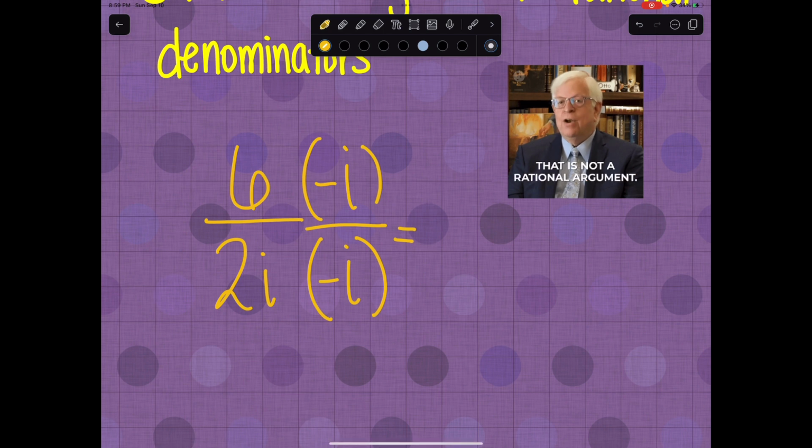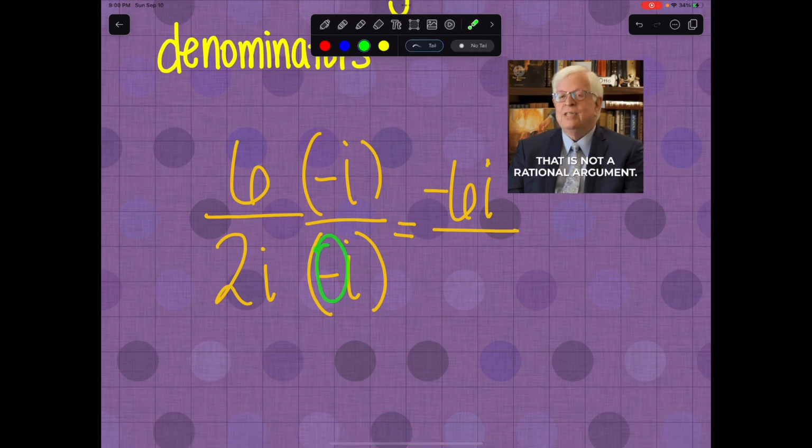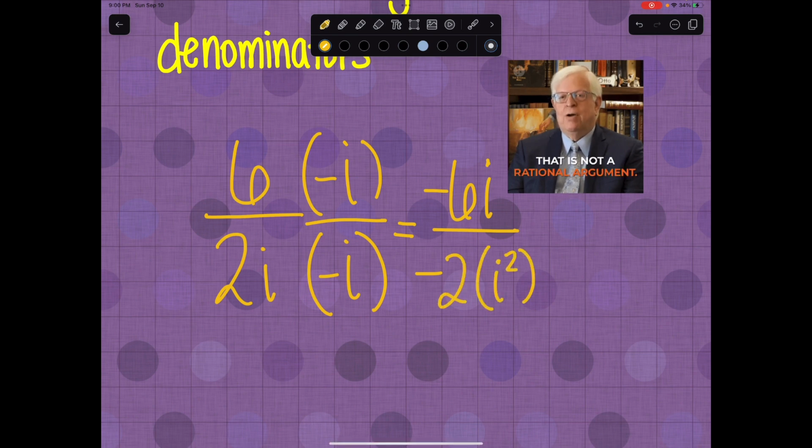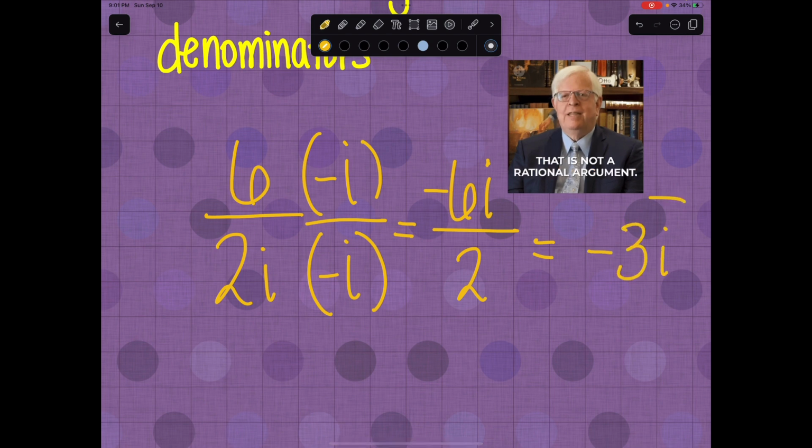What happens when we do that? We get -6i on top, and on the bottom, I'm just going to bring this negative sign out and put -2 times i squared. And remember that i squared is the same as -1. -2 times -1 is just 2. So let's make that a 2. And then when I do the math, I get -3i for the answer.